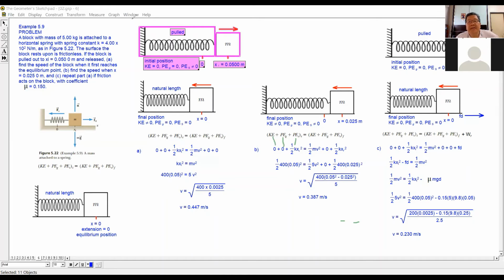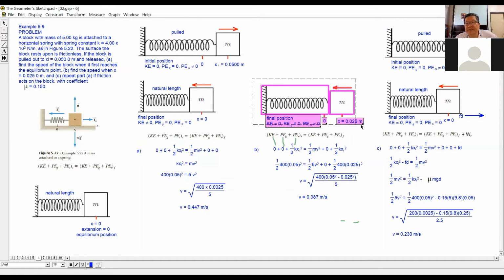Then final position: kinetic energy, half mv squared, midway through. Gravitational potential energy, zero. Elastic potential energy in the spring, half kx squared. Of course, the x here is the initial x. The x here is the final x. They are different x.